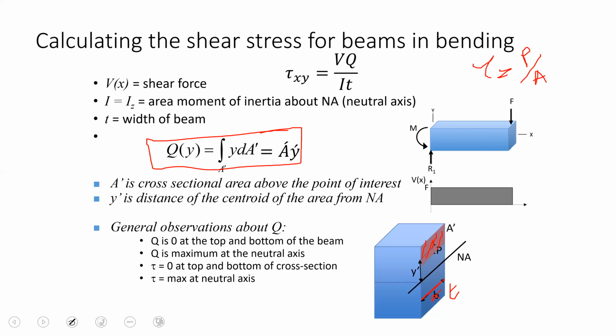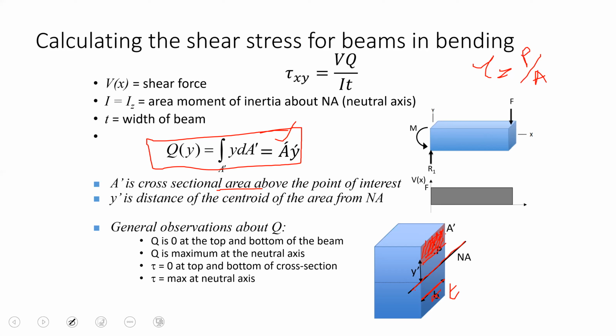What is A dash? A dash is the cross-sectional area above the point of interest. What is the point of interest? This is the neutral axis, and the point of interest can be anywhere above and below the neutral axis. For example, in this particular case, this is the point P, the point of interest, not the area. So A dash will be the area of this section above the point P.